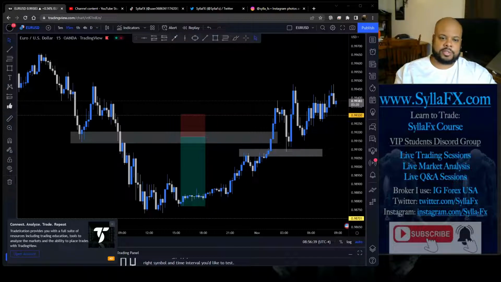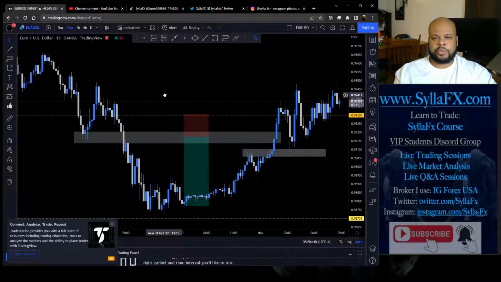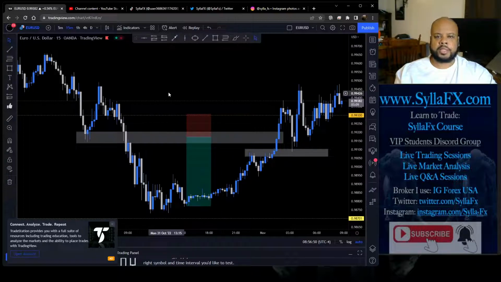Now this is a setup that I had drawn up yesterday when I was looking for a sell position on the euro dollar based on the movement that I saw at that time. So let's go ahead and jump into it and explain to you why this ended up not being a good trade that you would have taken, and if you would have lost this trade.